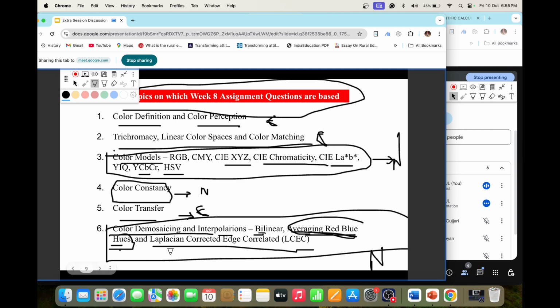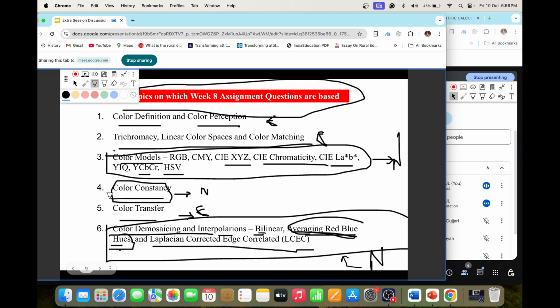This is very important related to your numerical point of view, but out of this also bilinear is easy, but the most important part is averaging red blue hues. Okay, that is very confusing actually. So that is why I would say please go through this concept, averaging red blue hue. Okay, that is most important. Laplacian is easy, but again please go through it. You can definitely expect one numerical from this whole thing, that is CFA.